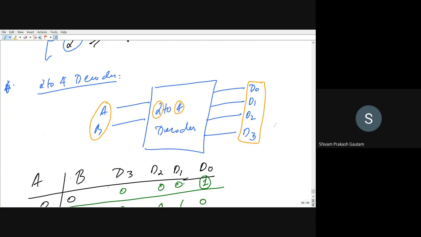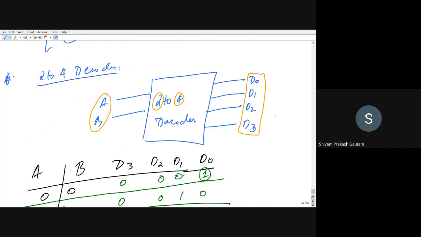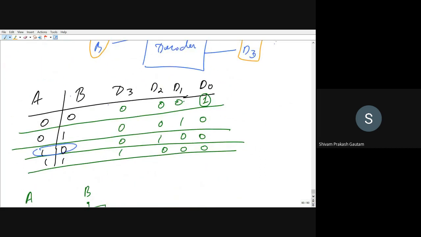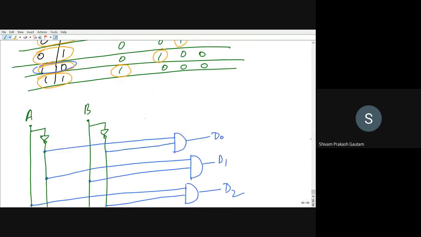Now for each possible combination of input, only one output line is activated. So here you can see for 0, 0, only D0 will be activated, rest all will remain 0. For 0, 1, only D1 will be activated, rest will remain 0. For 1, 0, only D2 will be activated, rest will remain 0. Similarly for 1, 1, only D3 will be activated, rest will remain 0. If you want to see this logic circuit, it can be that.